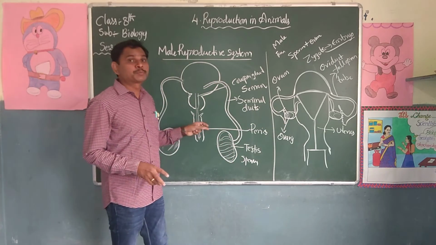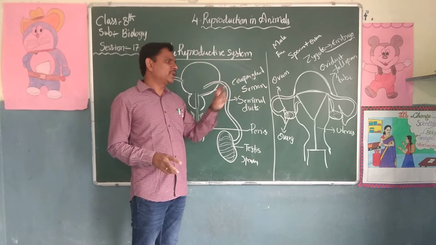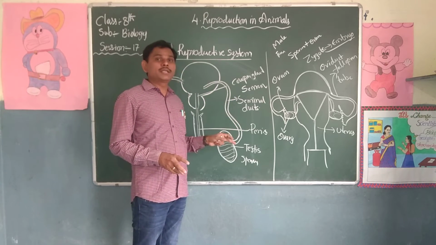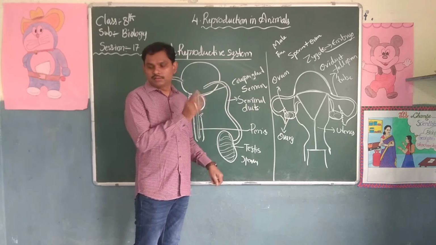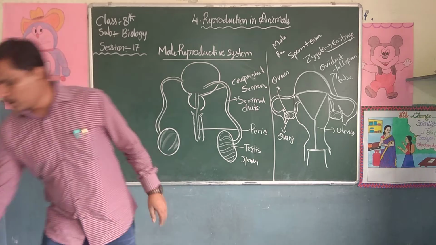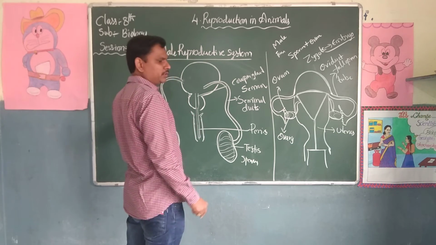But millions of sperms are released in males, while only one ovum is released in females. This is about the male reproductive system and female reproductive system.